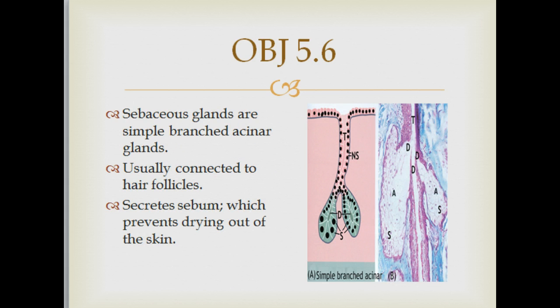So sebaceous glands are simple branched glands. Remember, we talked about this before in chapter 4. You see the branching here. Sebaceous glands are usually connected to hair follicles. They secrete sebum, which prevents drying out of the skin. So very, very important that this is where our oil glands are found. They're pretty much found everywhere except the palms and the soles of your feet. This area is also considered to be waterproof.